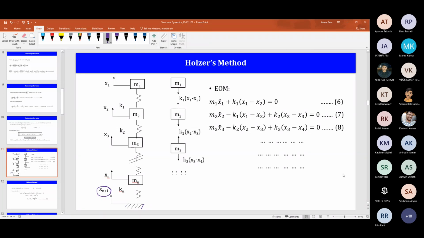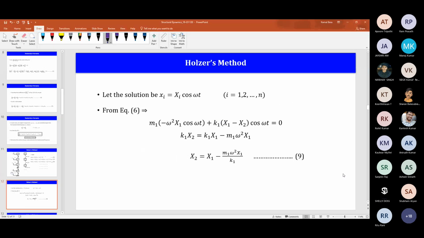Now just write the equation of motion. First mass equation this, second mass equation this, third mass equation. It's very simple to write. Here the free body diagram is also shown. Please check whether it's correct or not. Or you can use Lagrange or whatever method you have learned to write the equation of motion. Let us now assume my solution as xi equals capital Xi cosine omega t, in that form.